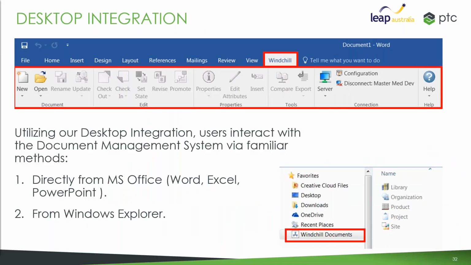Okay, so this is just a little snapshot of the desktop integration. Once we've installed Windchill desktop integration, we'll be able to see the Windchill tab displayed within the program. So you can see that up the top here, and we can see the functionality that it provides. We can also access Windchill files from within Windows Explorer. So just on your local machine, you can access it like any other file system on your computer. Next slide.